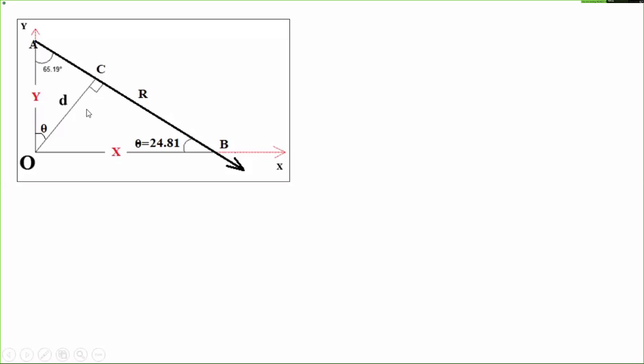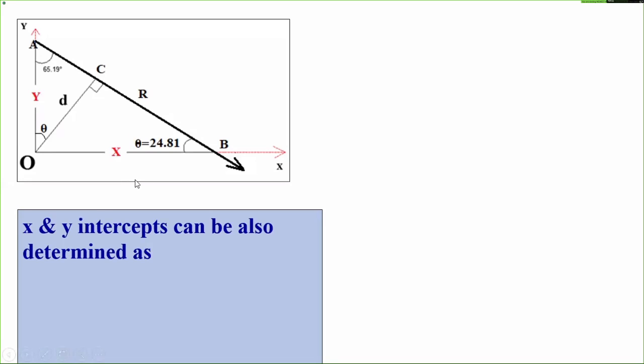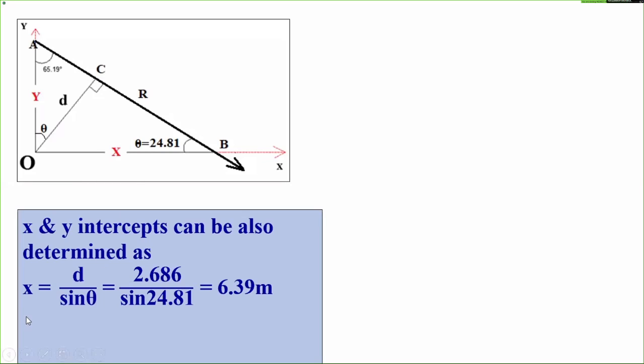OB is what? X-intercept, right? D is known to you. Sin theta, theta is known to you. So you can directly calculate the value of x. By that method also you can find out x-intercept and y-intercept. The equation I just said, sin theta is equal to d by x. D is OC. To find out x, I can use the formula d upon sin theta, or I can say x is equal to d by sin theta. And by that equation also you can find out the x-intercept 6.39. The same answer will come that we got earlier.